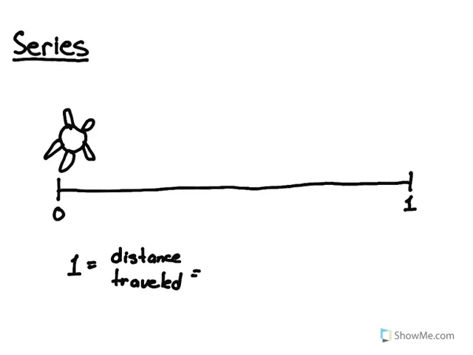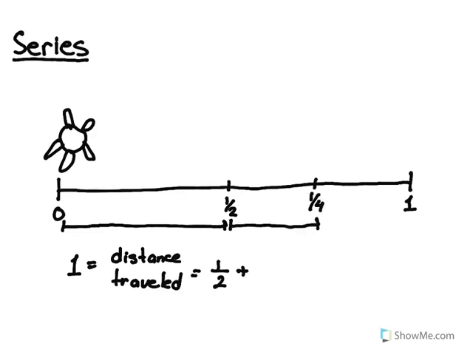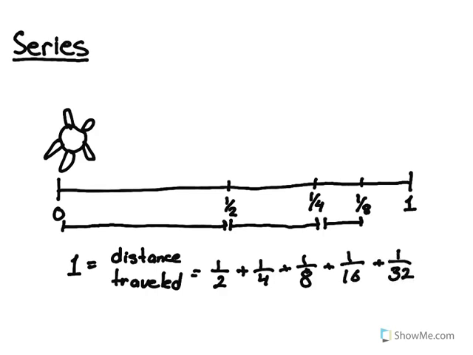But also, for the turtle to go from 0 to 1, it must first go from 0 to 1/2. So it must first travel this distance here. So this is 1/2. Plus, it must go now from 1/2 to 1/4. So it must travel this distance, so plus 1/4. And then it must go to 1/8. And so on and so forth. So this is plus 1/8. Then it must go half of that, which is 1/16, plus 1/32, and so on, all the way up to infinity.